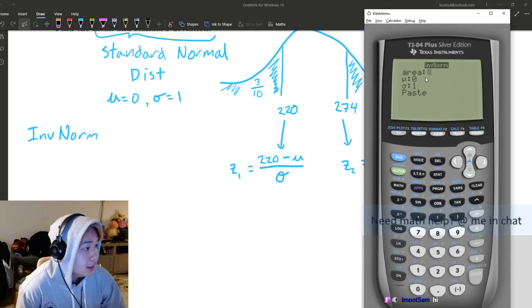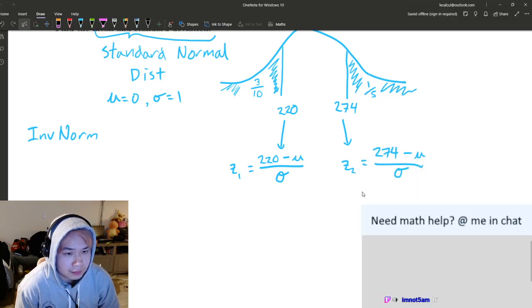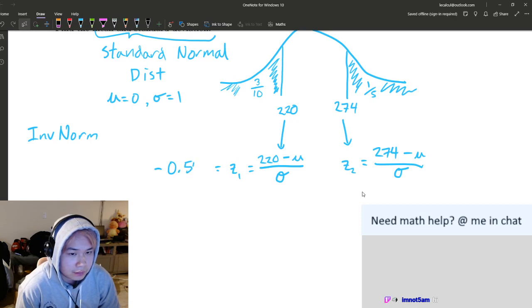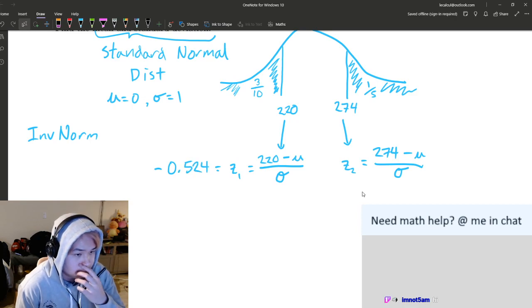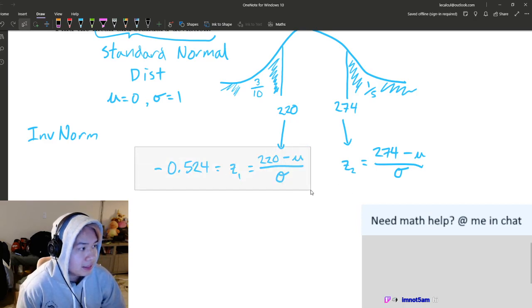Okay. So the first area is 3 over 10. You can write it as a fraction. I'm pretty sure the calculator can handle this. And then you have your mean and standard distribution. So the z-score is negative 0.524. So now we have this nice equation.